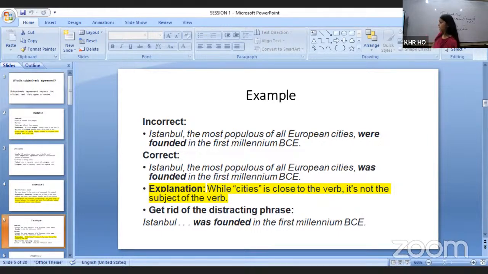So that is why, see, it's very good if it is clear in your head what the subject is. That's the best thing we can do. But if we are not clear in our head, then in that case you can just eliminate the distracting phrase. Then you will not get confused by cities, you will just say Istanbul. So Istanbul is what, Raina, plural or singular? Singular, because it's a city. Exactly. Easy? Yeah. Let's go with the next example.